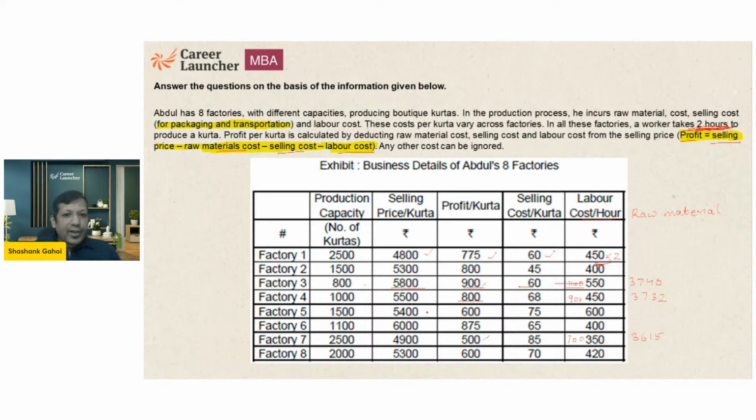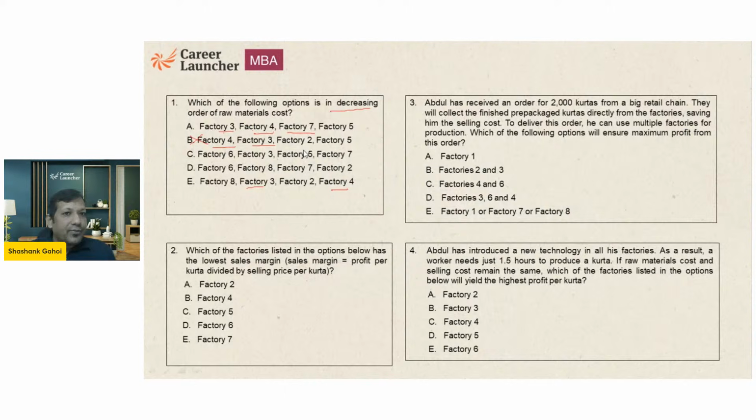Now let's calculate for factory 5. That is going to be 600. This is going to be 1200 because it is 2 hours. So 1800. 5400 minus 1800 is going to be 3600. So this is going to be 3575. So factory 3 is highest, then factory 4 is second highest, then this is third highest, then 7, then it is going to be 5. So 3475 should be the order, and that I'm getting directly in option 1.